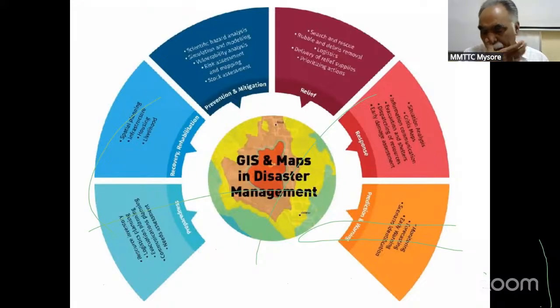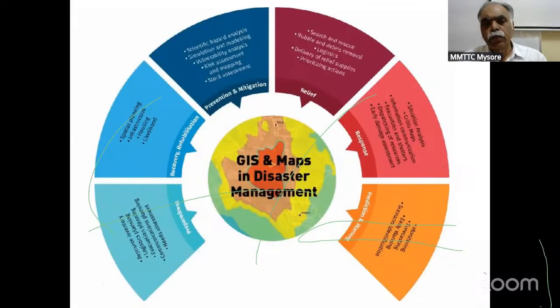So this diagram again speaks about GIS and maps in disaster management. So what are the things? As I already told you, preparedness, recovery, reconstruction, prevention and mitigation, relief, response. All these are different aspects of a disaster. So we can do a very good study, and we can be prepared for all these things with the application of these two tools, remote sensing and GIS tools.